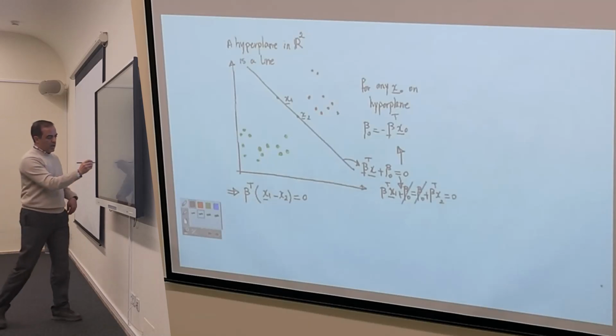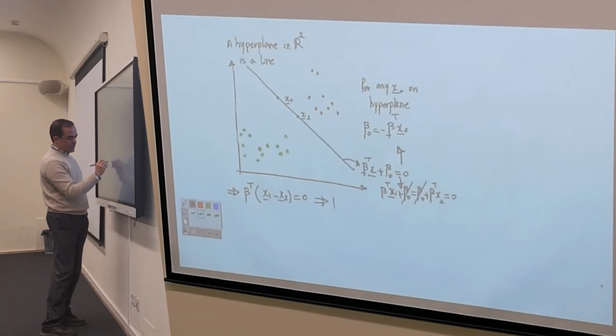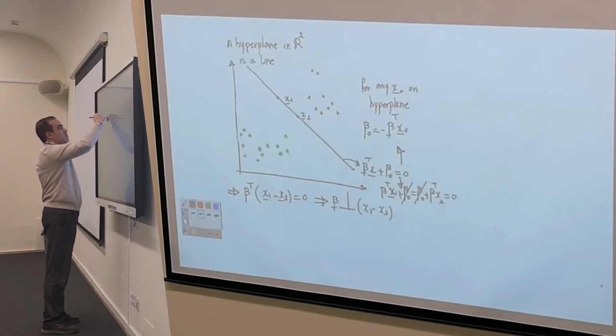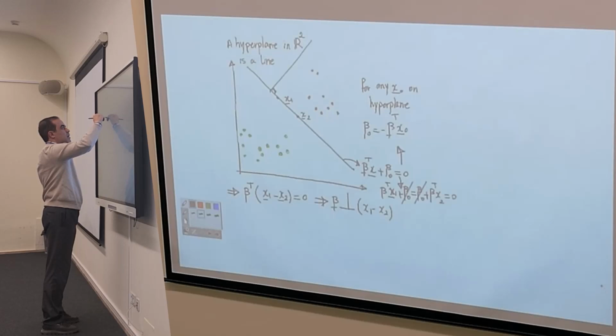And the meaning of this means what? It means that the beta is orthogonal to x1 minus x2. Means that we can have this beta as a line here.